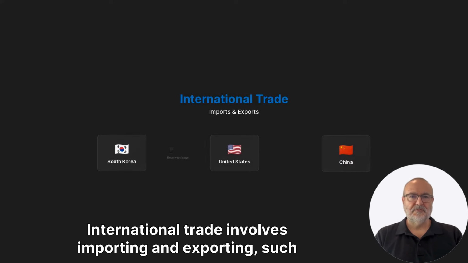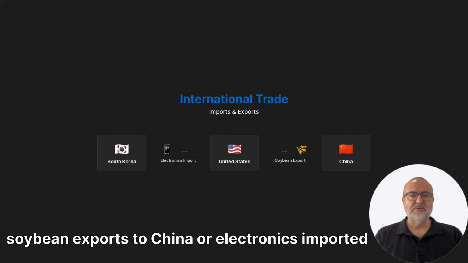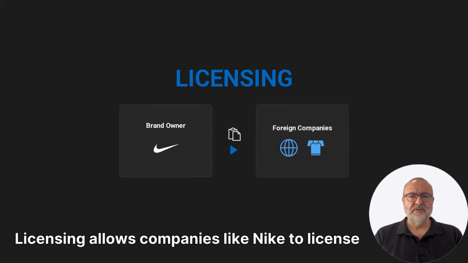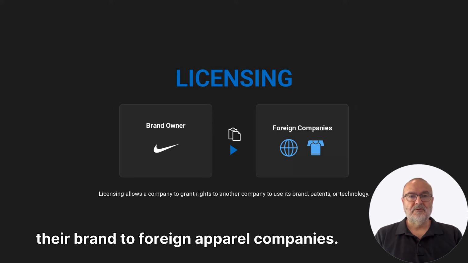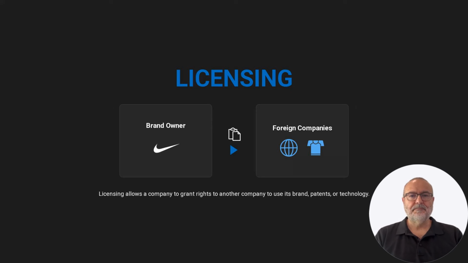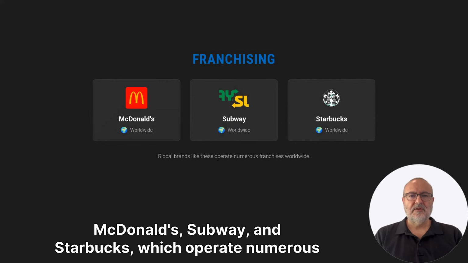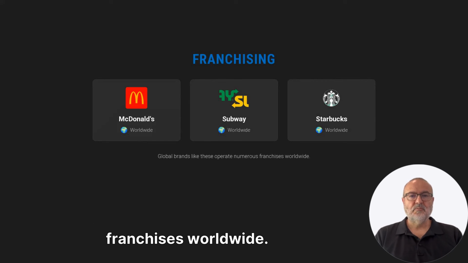International trade involves importing and exporting, such as U.S. soybean exports to China or electronics imported from South Korea. Licensing allows companies like Nike to license their brand to foreign apparel companies. Franchising is seen with global brands like McDonald's, Subway, and Starbucks, which operate numerous franchises worldwide.